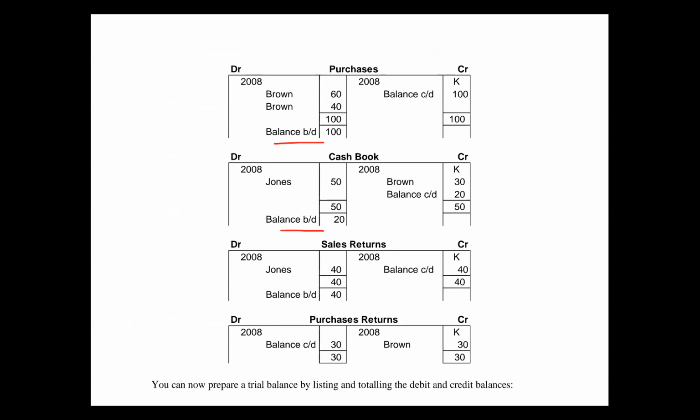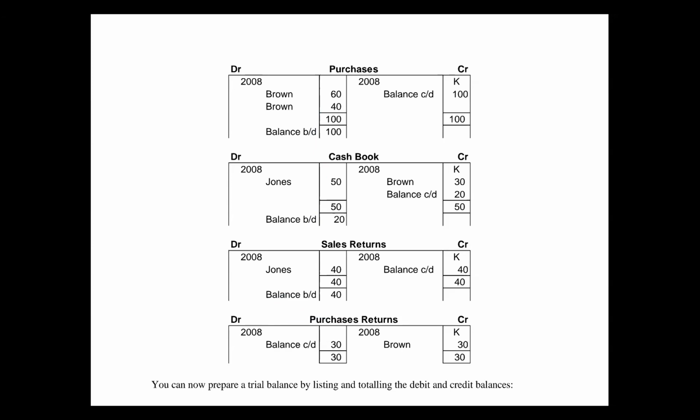Then the sales account, it will also be on the debit. The purchases return, oh sorry, not sales account, the sales return. Sales return will be on the debit. And the purchases return will be on the what? If the balance carried down is on the debit, it means that the balance brought down will be on the credit. That is for the purchases return.